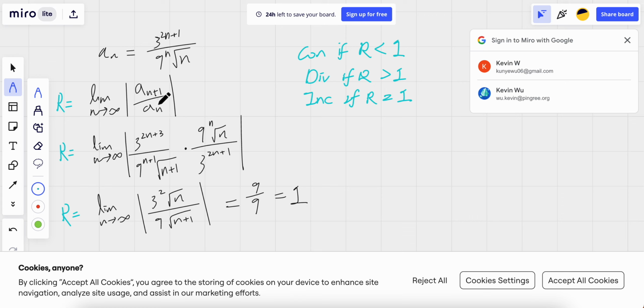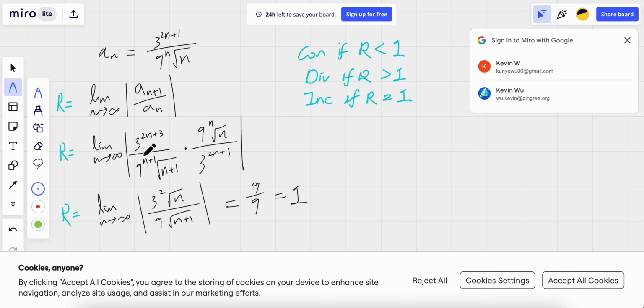perform the ratio test. So for a sub n plus 1, we just plug in n plus 1 for every n. So if we plug in n plus 1 here, this becomes 3 to the 2n plus 3, because 2 times n plus 1 is 2n plus 2, then plus 1. So you have a 3. Then this is 9 to the n plus 1 times the square root of n plus 1. Then when you divide by a sub n, which is this fraction, it is the same as multiplying by the reciprocal of this.